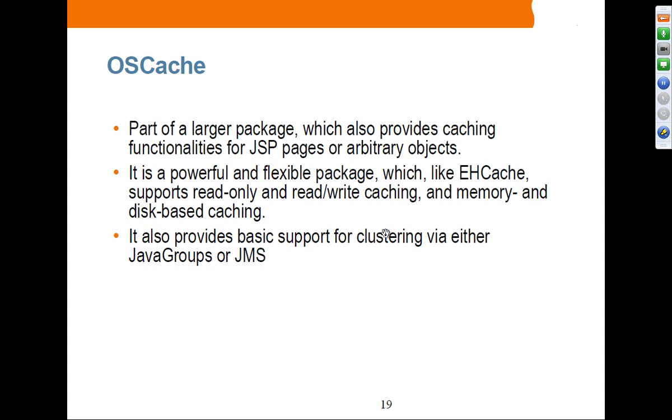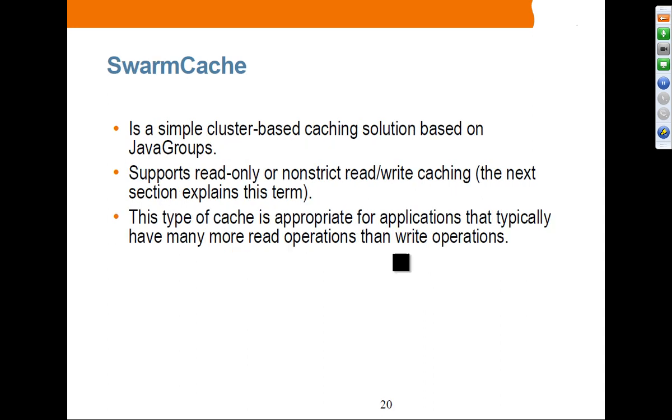It is a powerful and flexible package which, like EHCache, supports read-only and read and write caching, and memory and disk level caching. However, it supports clustering as well. So in that sense, it's more powerful than EHCache. And SwarmCache is a simple cluster-based caching solution based on JavaGroups. It supports only read-only or non-strict read and write caching.